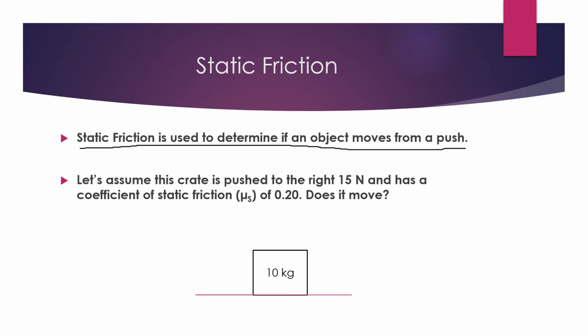So let's assume that we have this crate that is pushed to the right with 15 newtons. We have our 10 kilogram crate. Even though it doesn't say gravity is acting on it, we know that we're on planet Earth and gravity is acting on it. So we have our down arrow of 98 newtons. We have our up arrow, our normal force, of 98 newtons. We have our push, 15 newtons, to the right.